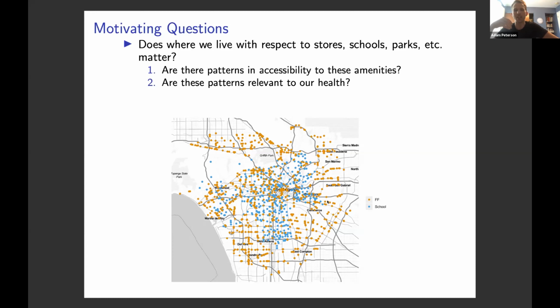So the first question we're asking is, can we find these kinds of patterns in accessibility or exposure? The second question is, are these patterns relevant to our health? I'm going to spend the majority of this talk exploring and constructing a method to answer the first question. I'll have just a few slides, a little bit of notation, and one slide of results to talk about the second question. I can't really do this justice here, but I can definitely refer anyone who's interested in learning more to appropriate sources.